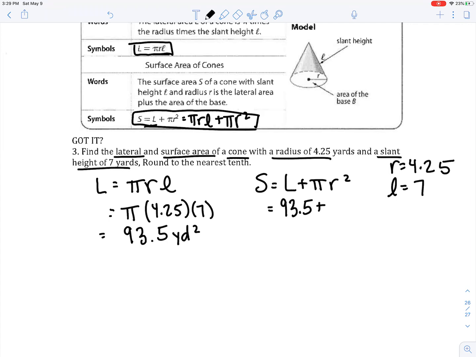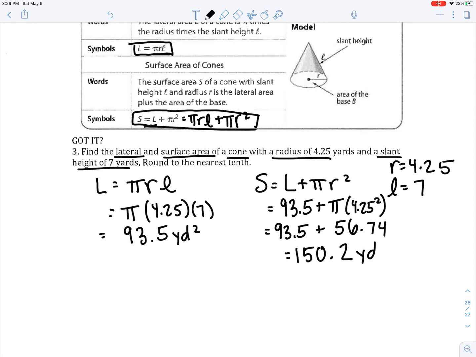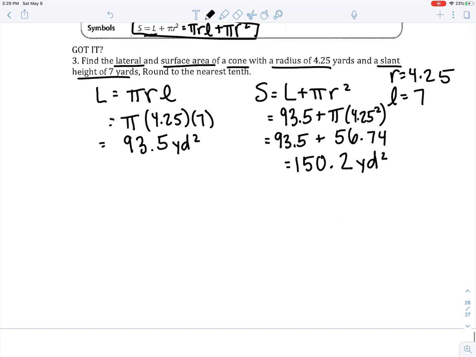Surface area is the lateral area plus the area of the base, pi times the radius squared. PEMDAS tells me to do exponents first. 4.25 squared times pi. Add them together and round to the nearest tenth. I have my surface area.